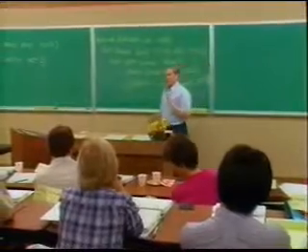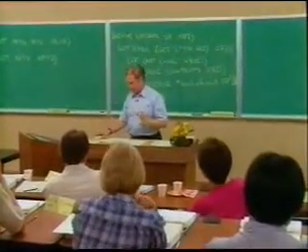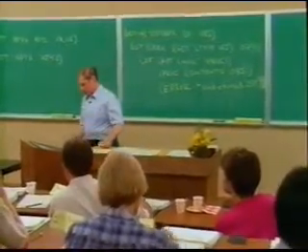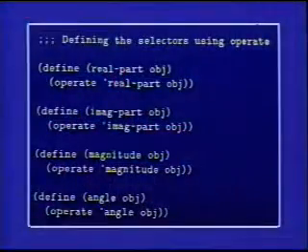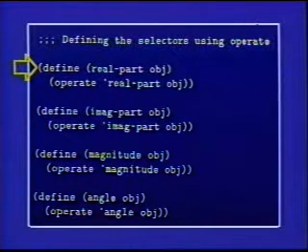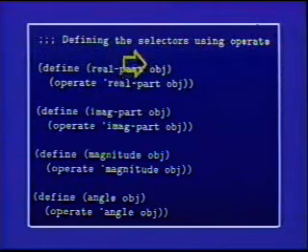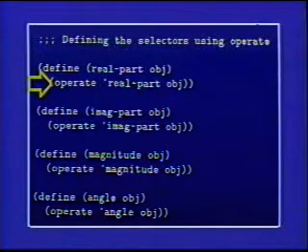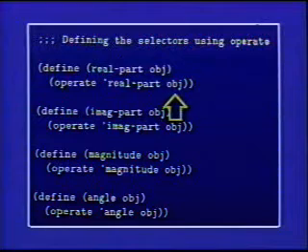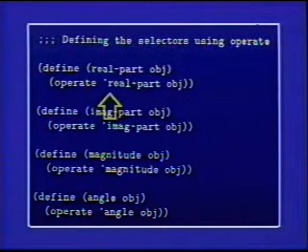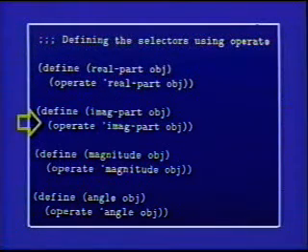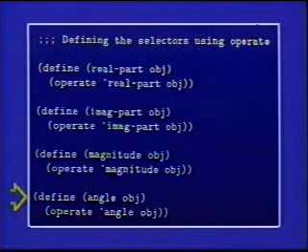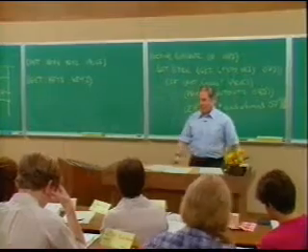Okay? And that replaces the manager. How do we really use it? Well, what we say is we'll go off and define our generic selectors using operate. We'll say that the real part of an object is found by operating on the object with the name of the operation being real part. Similarly, imaginary part is operate using the name imaginary part, and likewise magnitude and angle. That's our implementation. That plus the operate procedure and the table effectively replaces what the manager used to do.